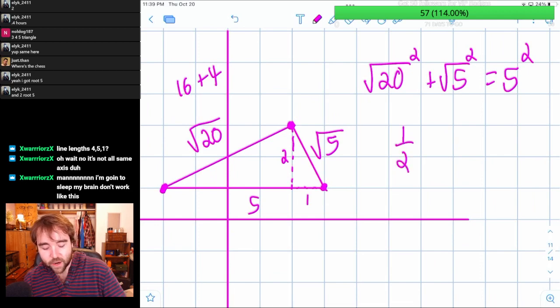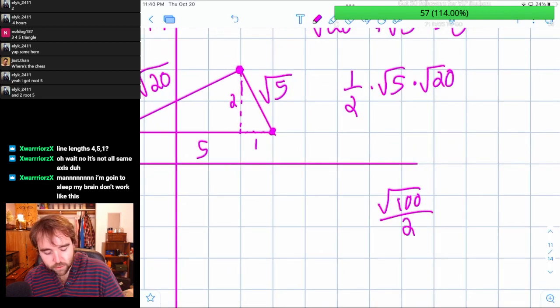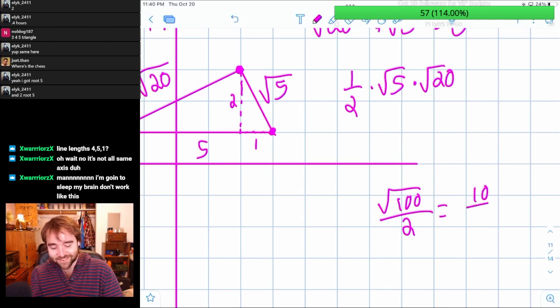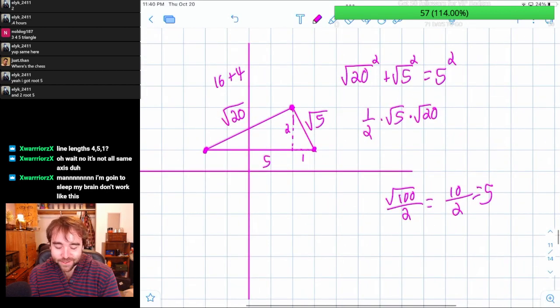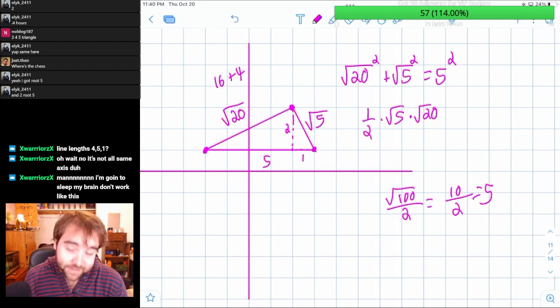So the area is going to be 1/2 times the square root of 5. It's 1/2 base times height. So it's 1/2 √5 times √20, which is √100 over 2, which is 25 times 4. Oh, yeah. Square root of 100 is 10. So it's 10 over 2. So the area is 5 as well. The area is 5 and the distance is 5. Yeah, that makes sense.